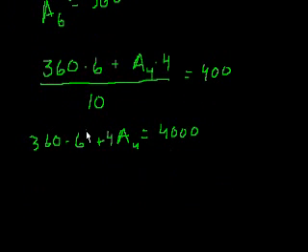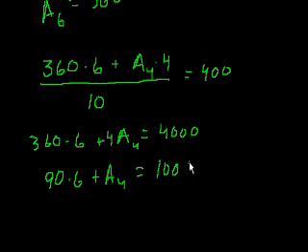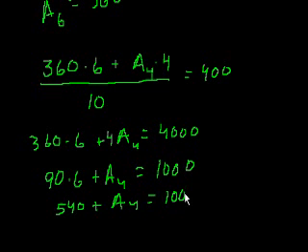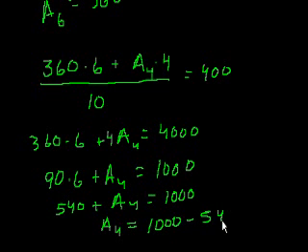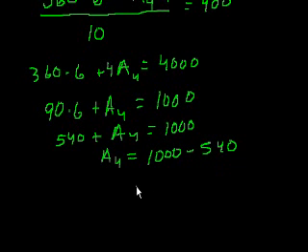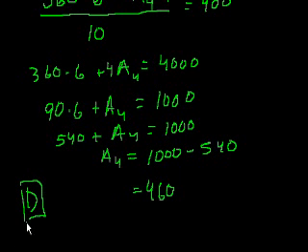Before I get too involved in multiplication, let's divide both sides of this equation by 4. So 360 divided by 4 is 90, times 6, plus A4 is equal to 1,000. 90 times 6 is 540, plus the average of the 4 days is equal to 1,000. So the average of the 4 days is equal to 1,000 minus 540, which is $460 per day. And that's choice D. And I'm out of time. See you in the next video.